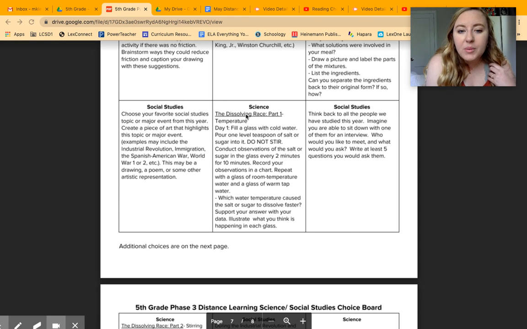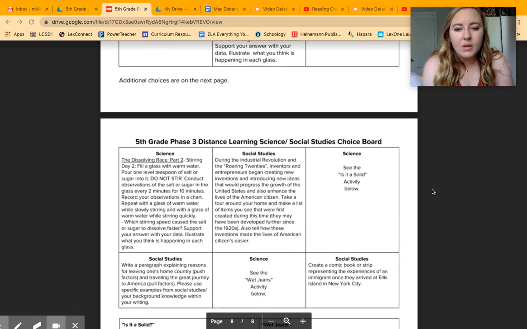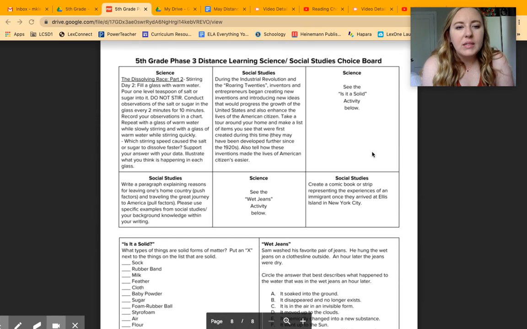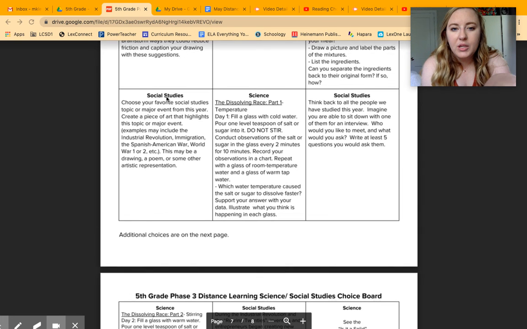In science, you're going to be doing a dissolving experiment right here. In social studies, you're going to think back to all the people we have studied this year and imagine that you could sit down and interview one of them. Who would you want to meet, and what would you want to ask them? Think of at least 5 questions. Moving on, science is another dissolving race, part 2. It's going to continue from the part 1 up here, that one.